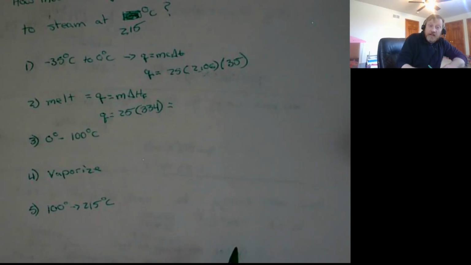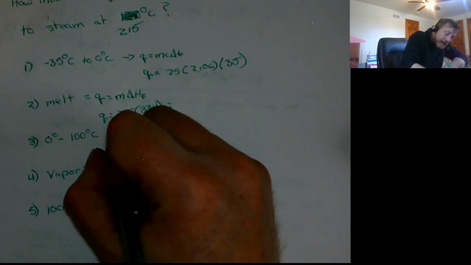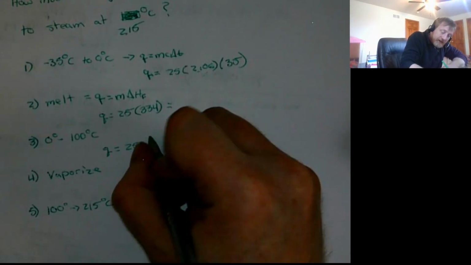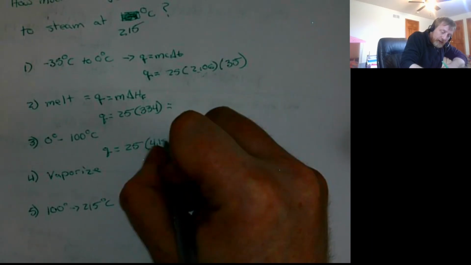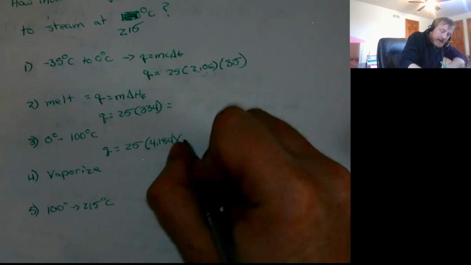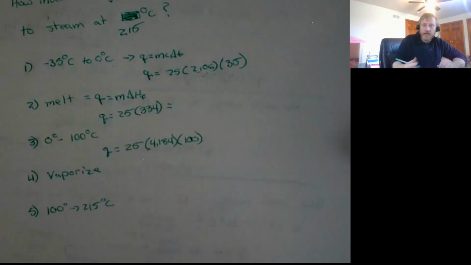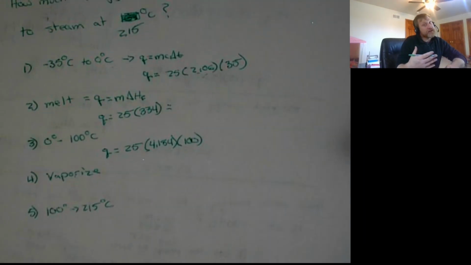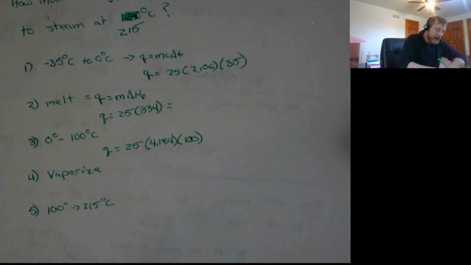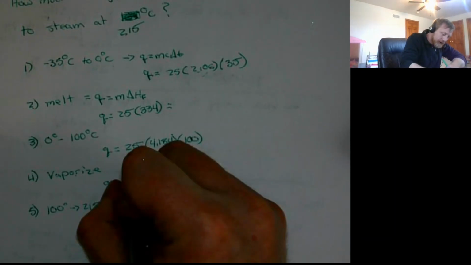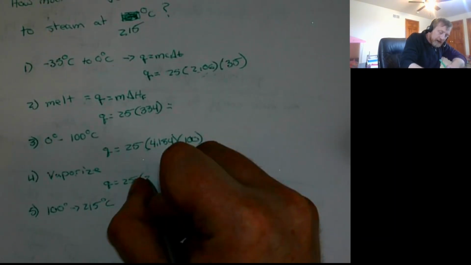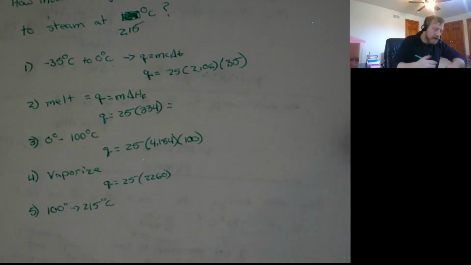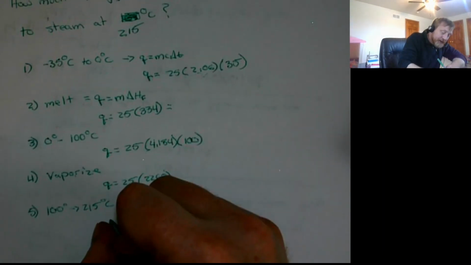Now we have to change the temperature from 0 to 100. So that's a Q equals mc delta T problem. Again, we have our 25 gram mass. C now for water is 4.184. And we're changing the temperature by 100 degrees. That step's done. We're vaporizing. Vaporizing is a change in state, Q equals m delta H. So our Q equals 25, and our delta H for vaporization is 2260. That step's done. And finally, we have a change in temperature.